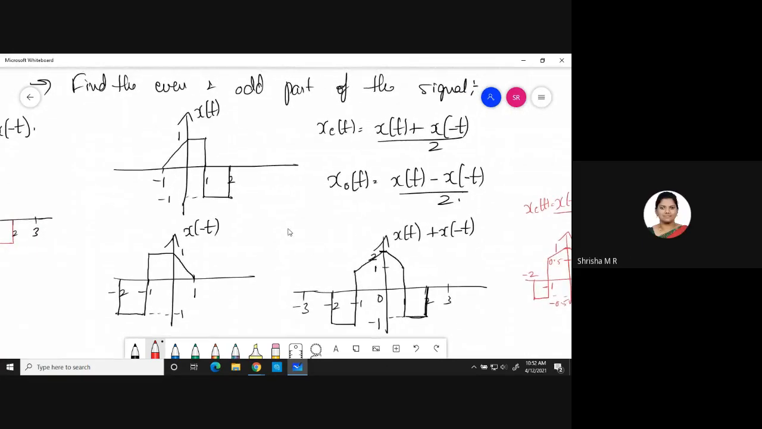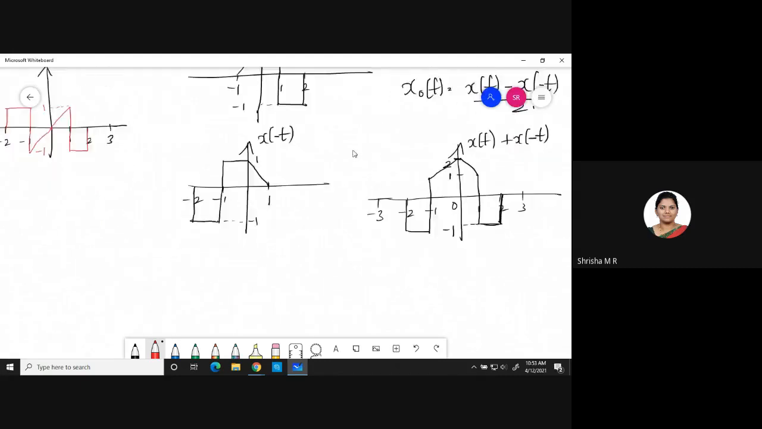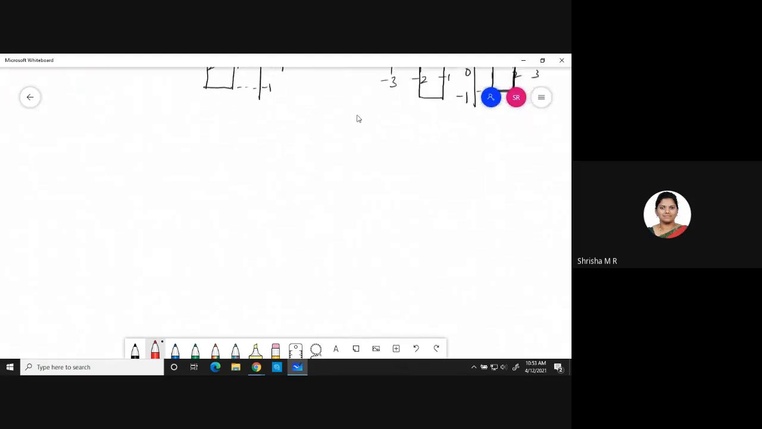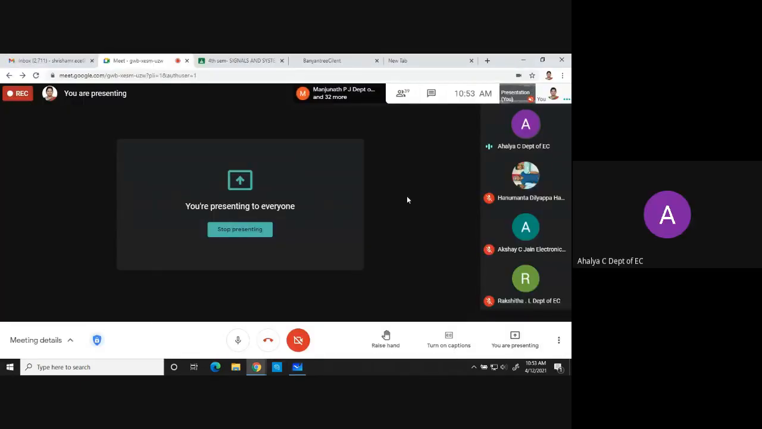One trick for verifying whether it's correct or wrong: first plot from t equal to 0 to positive values of t. For an even signal it will be symmetric, whereas for an odd signal it will be anti-symmetric about the y-axis, the vertical axis. Clear everyone? Yes, ma'am.